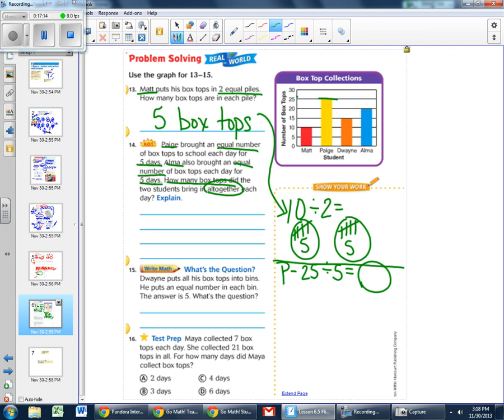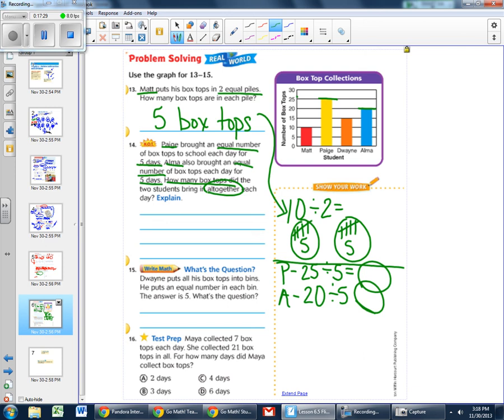Okay? Alma brought in an equal number. So Alma, I'm going to represent with an A, is 20, and she also did it for 5 days. So again, find out what that number is.